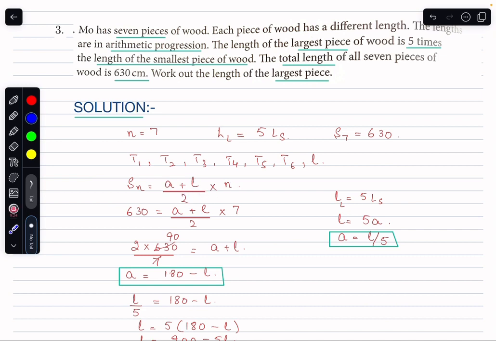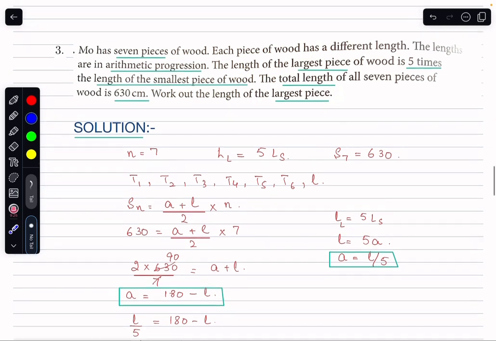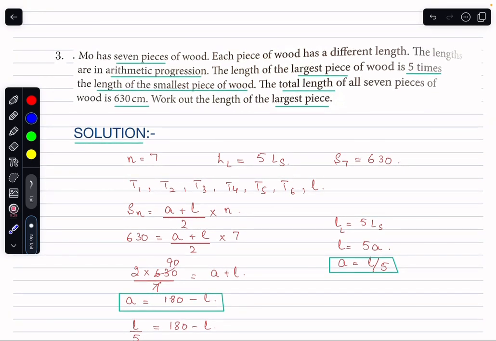Why am I taking this formula? I'm taking this formula because in this question, we are talking about the first piece of wood and the last piece of wood. So we can relate them with respect to the given equation for the first and the last pieces of wood, which is (a plus l) divided by 2, times n.